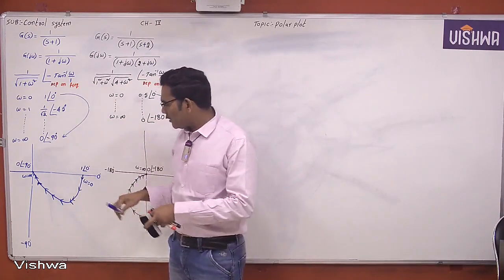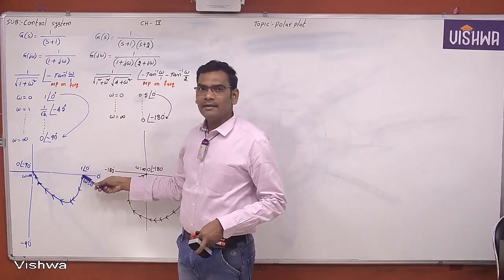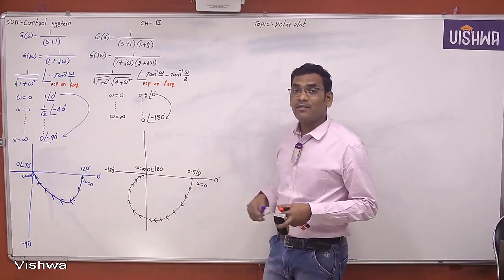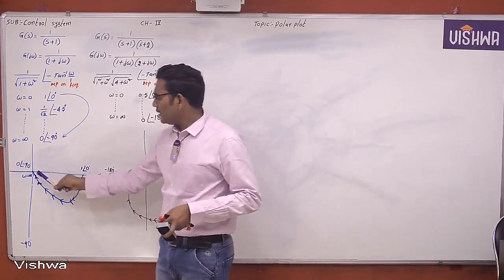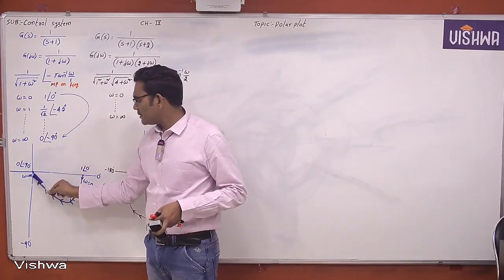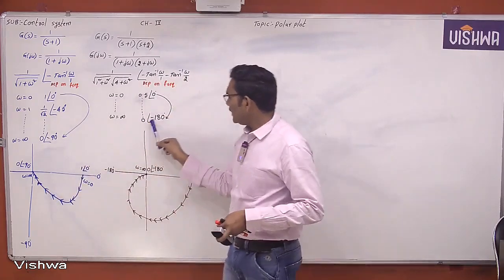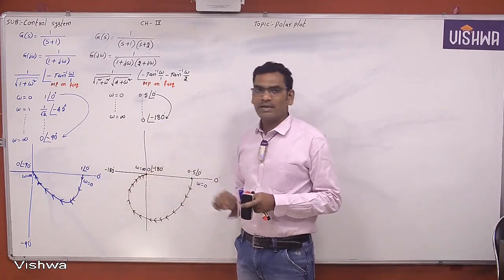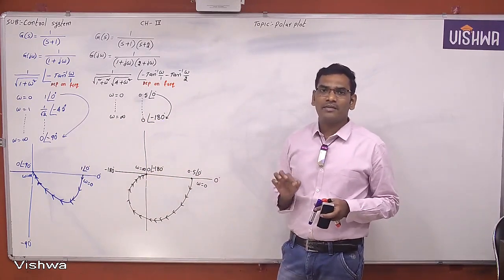Now if you see the polar plot, what is the starting angle here? 0 degrees. What is the starting angle here? 0 degrees, no change. But what is the ending angle? Here the ending angle is minus 90 degrees. But here the ending angle is minus 180 degrees. So what is your observation?